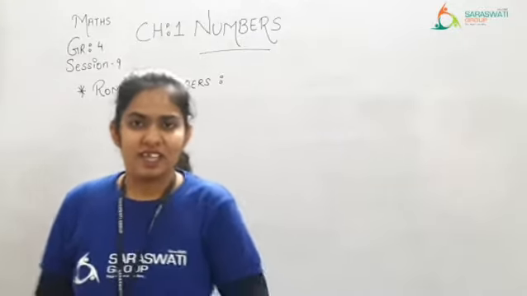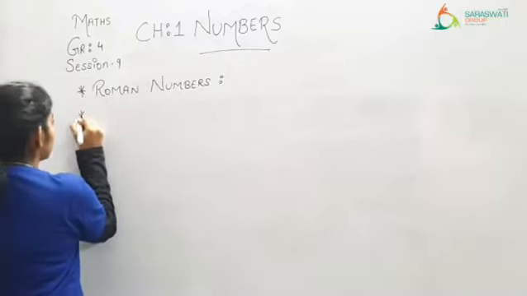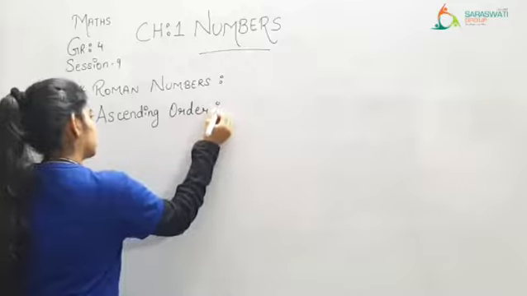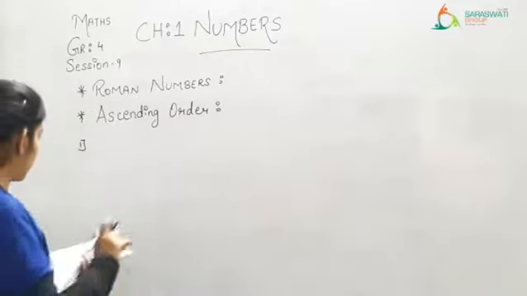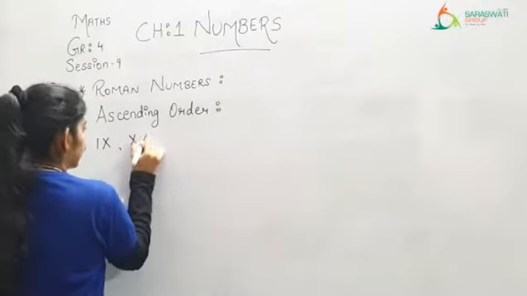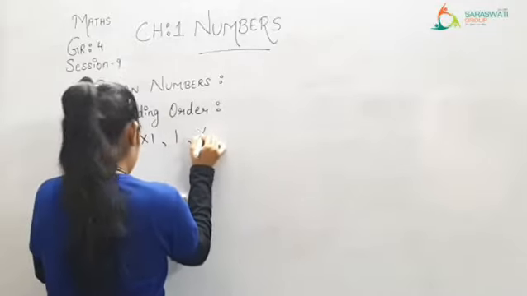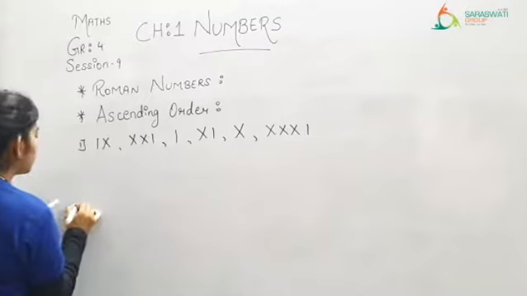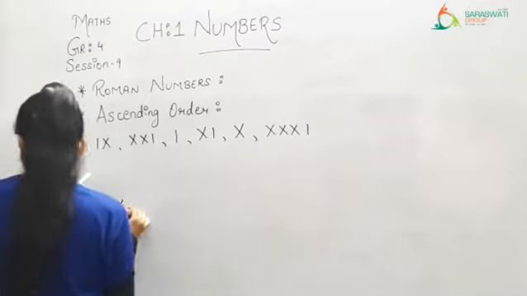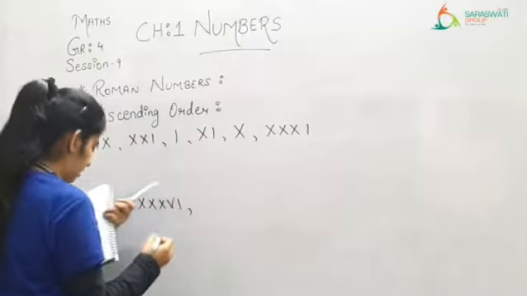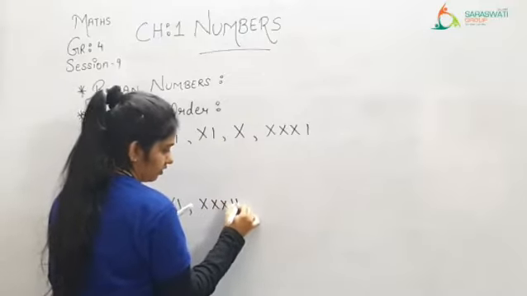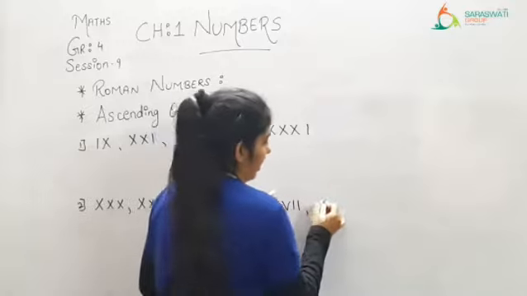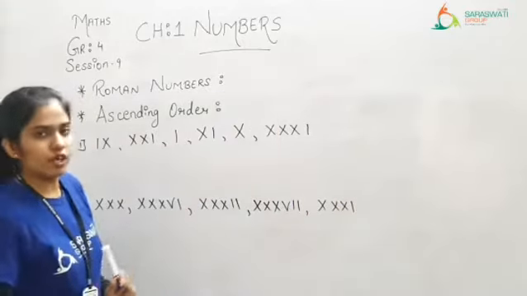Yes, you are enjoying this. Now, let's start with ascending order. In that, number one is IX, then XI, then I X, XIX and XXXI, and number 2 is XXXVI, XXXII, XXXV, and then XXXII and then XXXI. So, these two questions which we are going to solve.